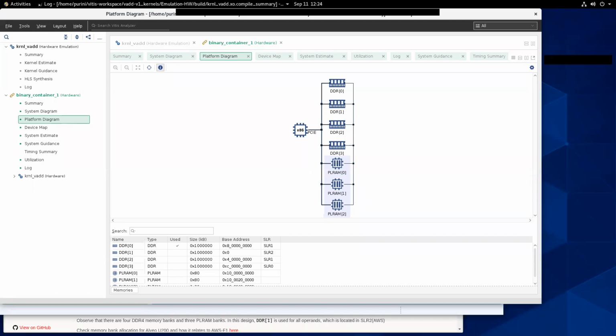Sir, one doubt. Is this DDR global memory or local memory? DDR is global memory. Okay, global memory of the FPGA. Thank you. Yeah, so this DDR is the global memory of the FPGA.